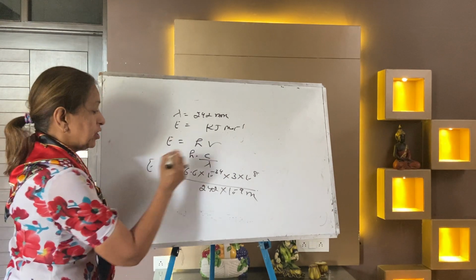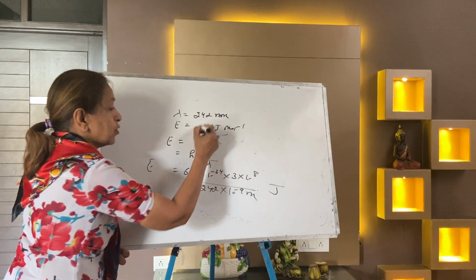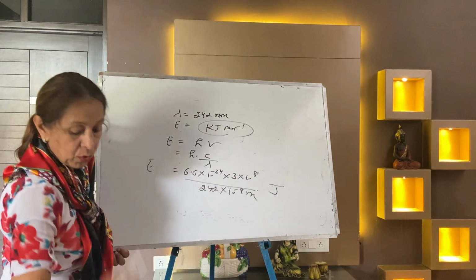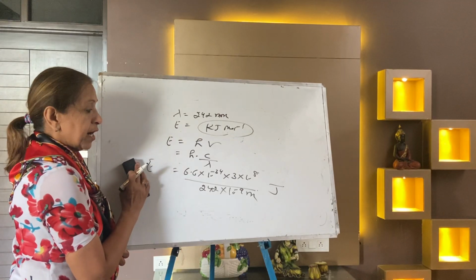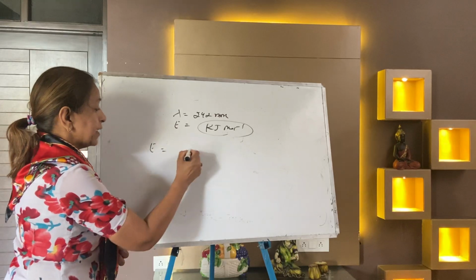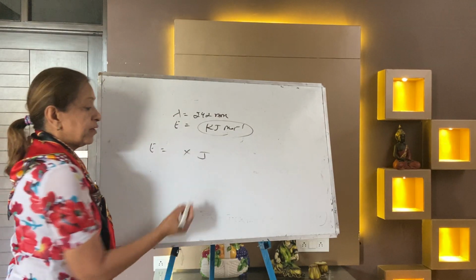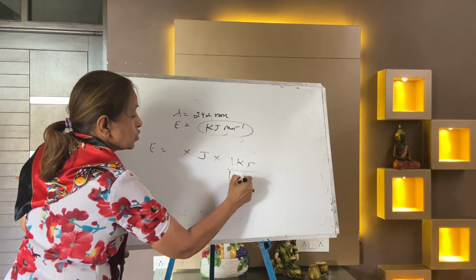So this much energy, this energy will come in joule. But the question is to convert it into kilojoule per mole. Whatever your answer will come, this will come in joule. After that the next step is, let your answer be x joules. You convert it into kilojoule. You know 1 kilojoule is equal to 1000 joule.